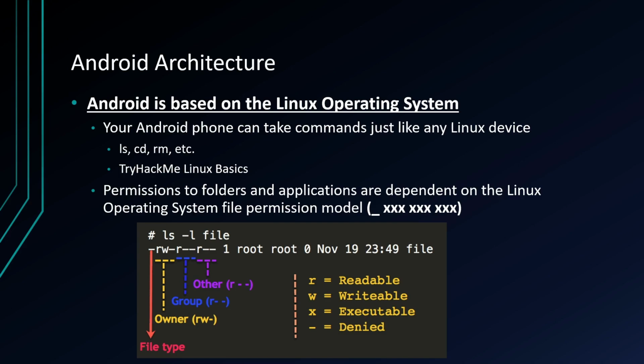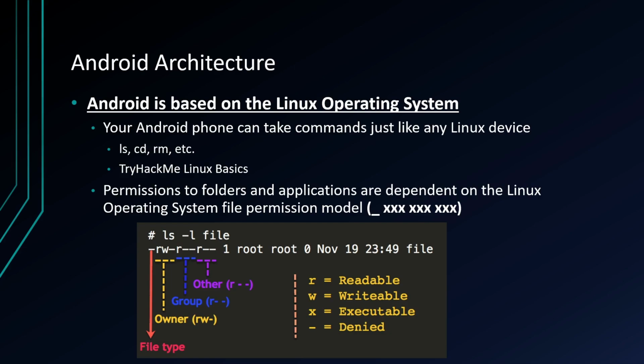Now, let's get started. Let's talk now about the Android security architecture and how we actually have applications run on Android phones securely. One thing to keep in mind about Android is that everything is based on a Linux operating system. This means that if we have a command line interface into our Android phone, it can actually take commands just like any Linux device.